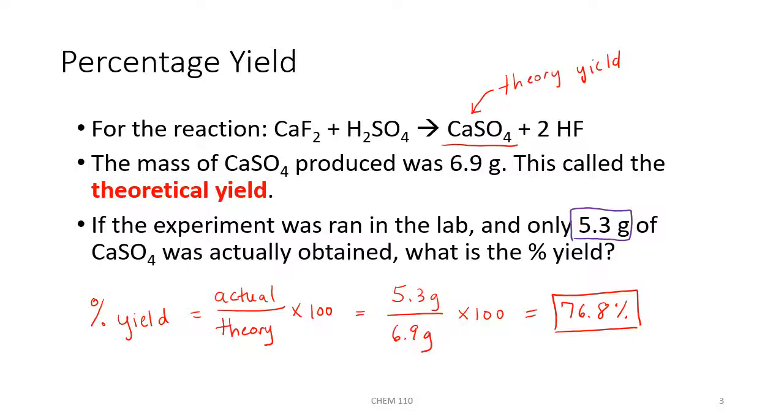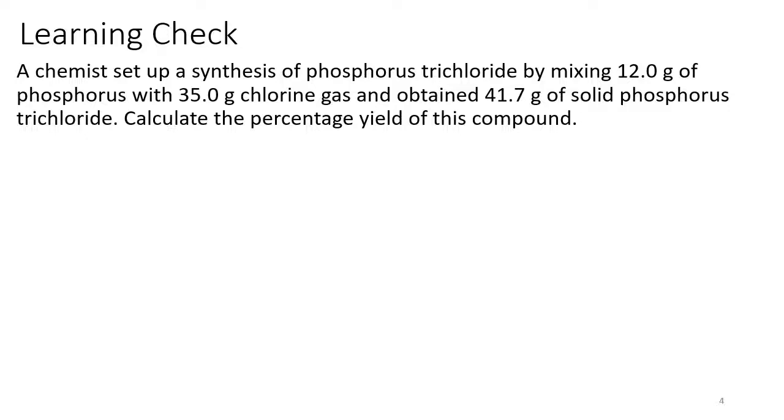This type of calculation is often coupled onto the end of stoichiometry problems or limiting reactant problems to describe how well a reaction went. Let's try an example that combines everything we've learned so far. A chemist set up a synthesis of phosphorus trichloride by mixing 12 grams of phosphorus with 35 grams of chlorine gas and obtained 41.7 grams of solid phosphorus trichloride. Calculate the percentage yield of this compound.